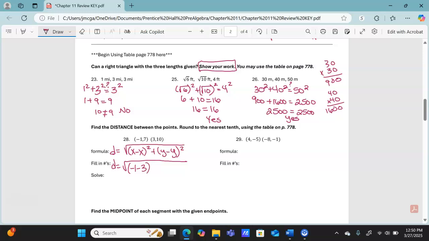-1 minus 3 quantity squared plus 7 minus 10. And you could have flip-flopped the order of the subtraction on these, and it's not going to affect your answer. Changing signs, I'll do that in orange so that you can see that. Changing signs and adding -1 and -3 is -4. 7 and a -10 is -3.